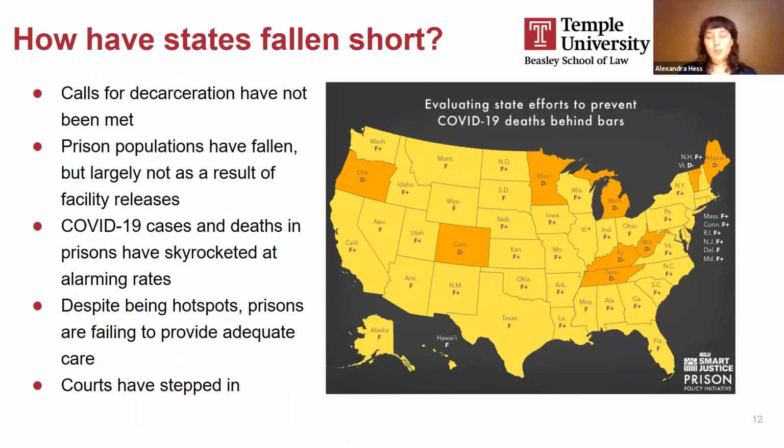And this is really important in understanding the fact that COVID-19 cases and deaths in prisons have skyrocketed at alarming rates. It's estimated that 1 in 5 prisoners has had a positive COVID-19 test compared to 1 in 20 generally across the nation. And despite prisons being hotspots, we know that they're failing to provide adequate care, whether that means providing face masks or thinking about how this will apply to vaccinations moving forward. We know that courts have already stepped in, so it'll be important to keep an eye on how this shapes policy moving forward. Next slide.